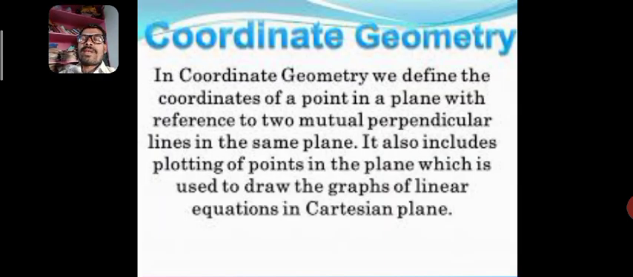In coordinate geometry, we define the coordinates of a point in a plane with reference to two mutually perpendicular lines in the same plane. It also includes plotting of points in the plane, which is used to draw the graphs of linear equations and other equations in the Cartesian plane.